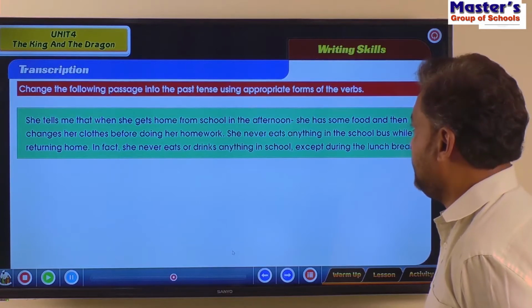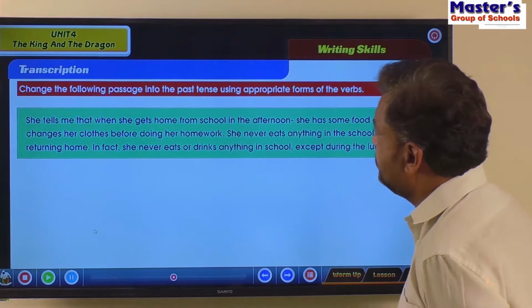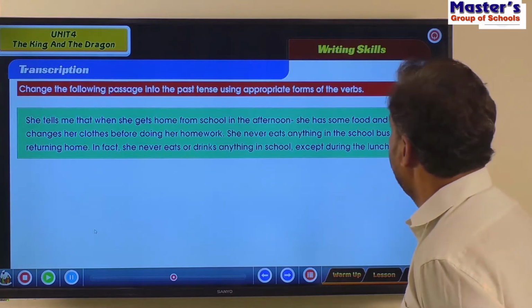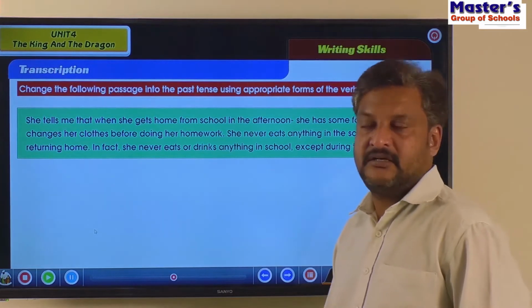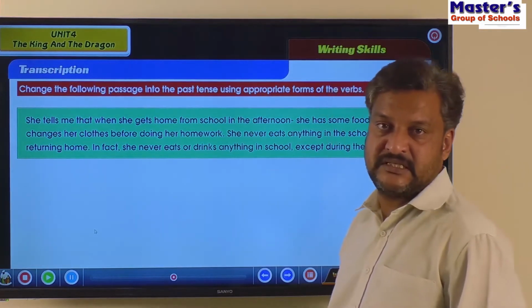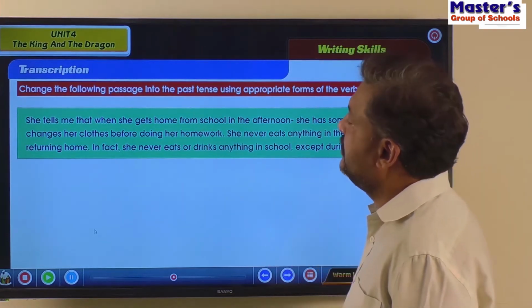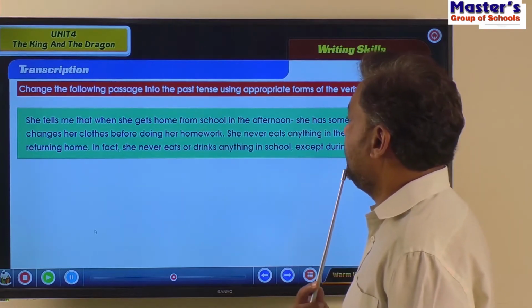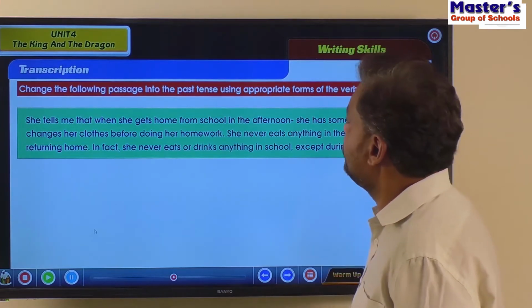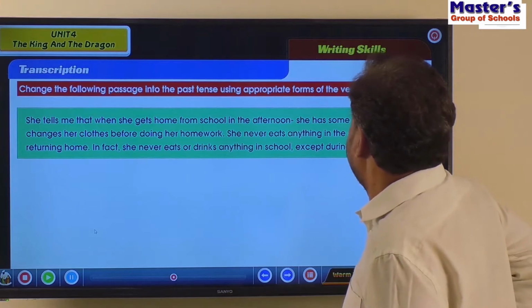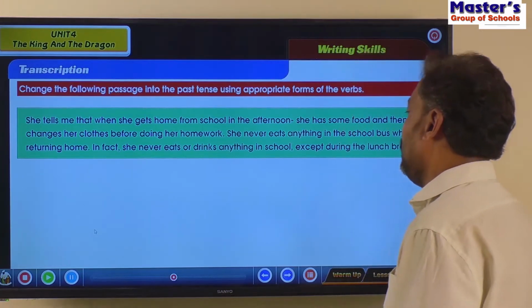So, this is a passage, and now we need to rewrite this passage by changing the verbs into past tense. So, she tells. Tells is a verb, isn't it? And what is the past tense form of tells? She told me that when she gets home from school in the afternoon, she had some food and then changes her clothes before doing her homework.